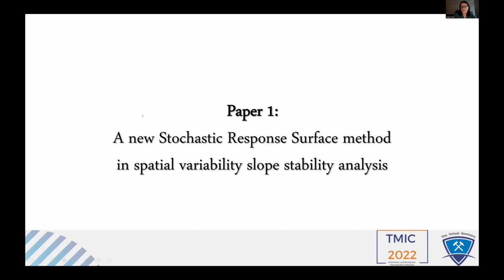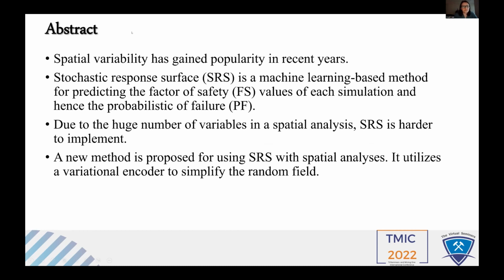Okay, so now that we have a general foundation, we can move to the actual content of the papers. The first paper is called A New Stochastic Response Surface Method in Spatial Variability Slope Stability Analysis. Basically, the aim of this paper is finding a response surface method that works with spatial variability. Spatial variability has gained a lot of popularity in recent decades. But the response surface method, which predicts the factor of safety, can't really be applied to spatial variability. And I'll explain that in the next slide.